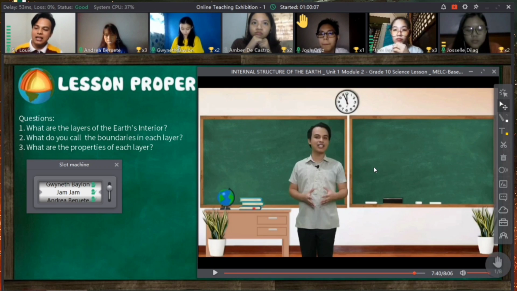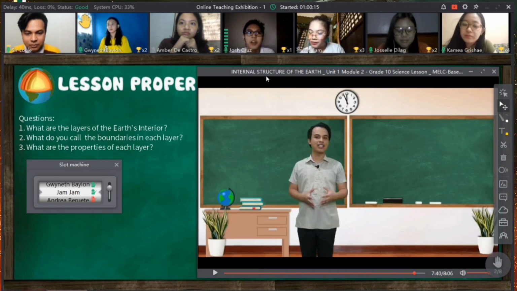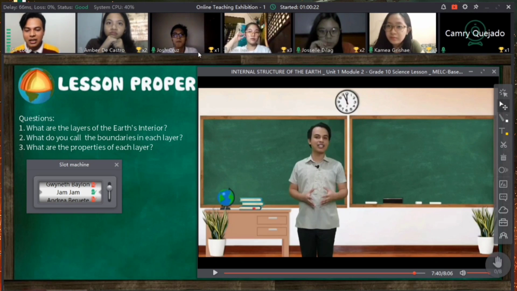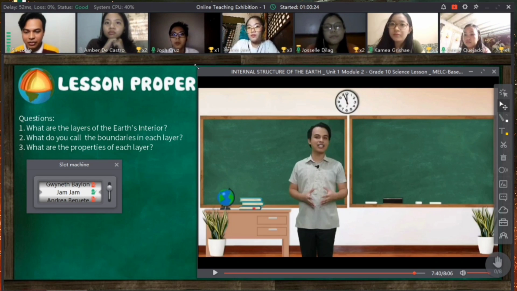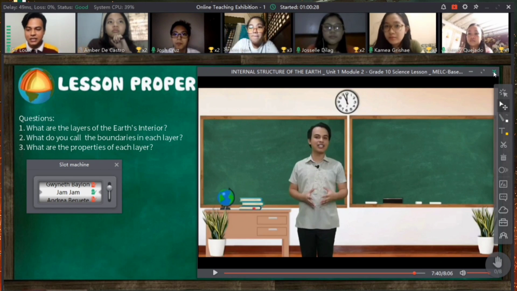and the oceanic crust. Any other property for the crust? Anyone? Josh? It is the thinnest and rocky layer of Earth's interior. Okay, very good. So it is the thinnest and outermost rocky layer of the Earth's interior. Okay, so I'll be giving you a trophy. So that is for the information about the interior of the Earth.